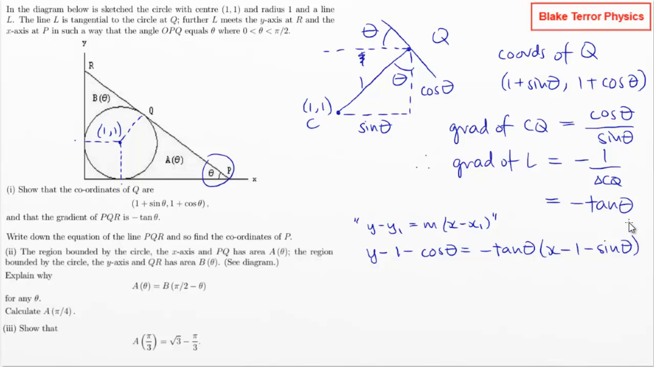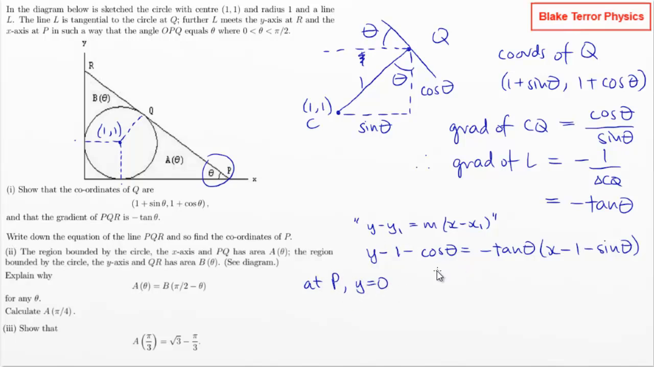So yeah, that's the equation of the line. I didn't say to have it in any particular format. Find the coordinates of P. Let's do that then. The coordinates of P, so at P, y is equal to 0.